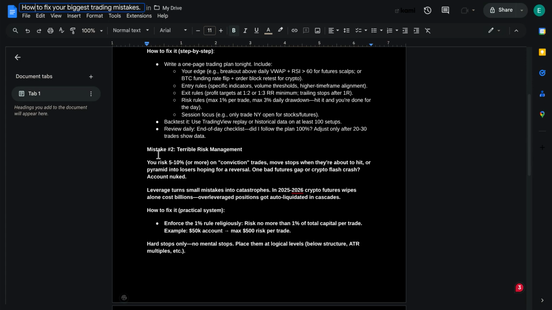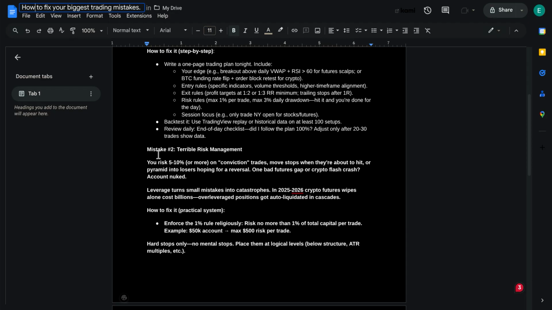Okay, now mistake 2 is terrible risk management. You may risk 5 to 10% or more on conviction trades, but move stops when they're about to hit, or pyramid into losers hoping for a reversal. One bad futures gap or crypto flash crash and your account is completely nuked. Leverage turns small mistakes into catastrophes.